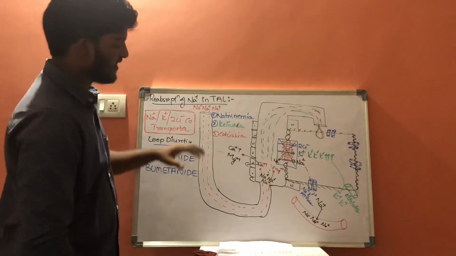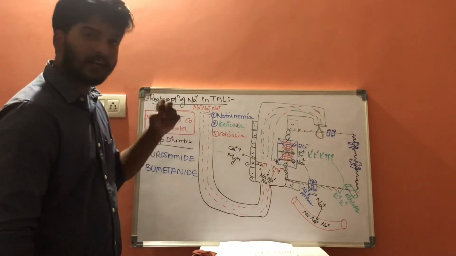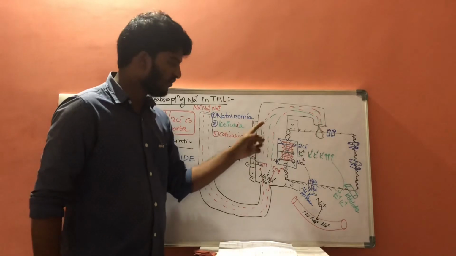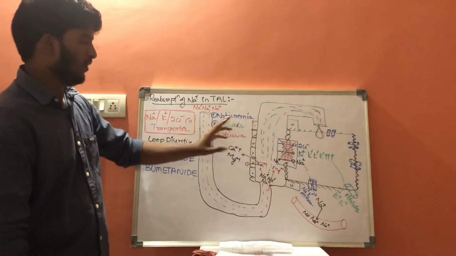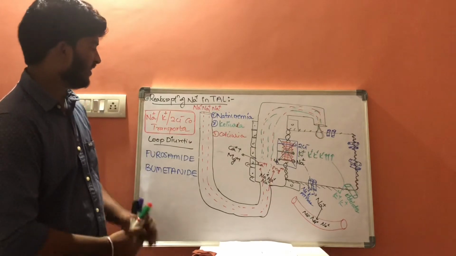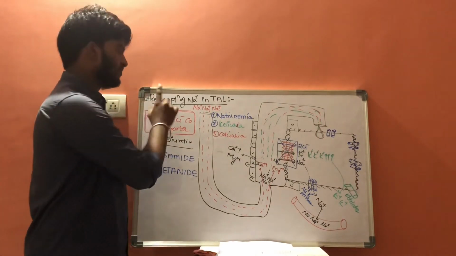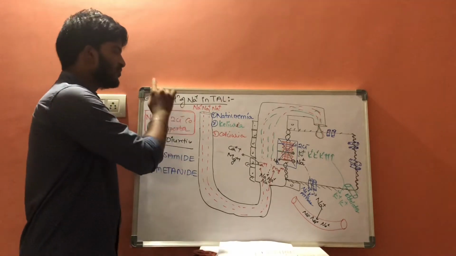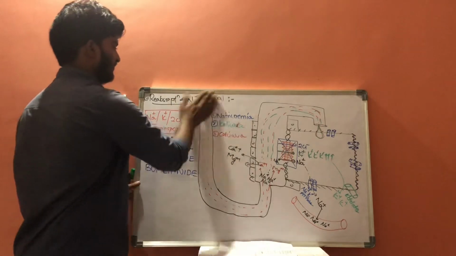So these are some drugs which are considered loop diuretics, which act at the region of the loop of Henle and block the sodium potassium 2 chloride cotransporters. This is the second part of the nephron, that is, the drugs used in reabsorption of sodium in the thick ascending loop of Henle.